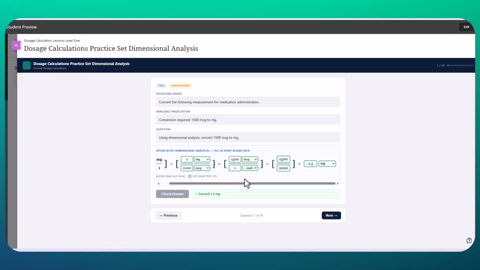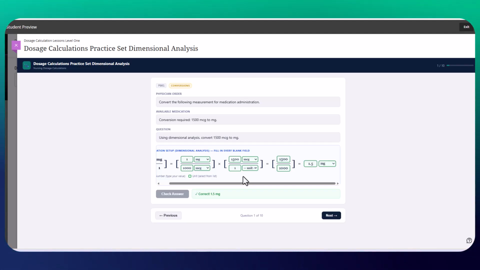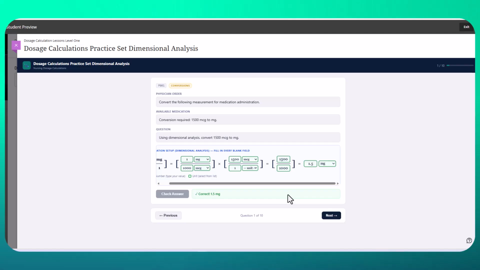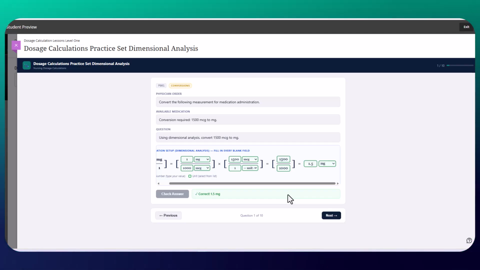Once I finish that problem, sometimes you may find it helpful in the beginning to work out your problems on paper first and then enter the data into the computer when you're ready to complete your worksheet. That's totally fine, whatever works best for you. You have unlimited attempts at worksheets.